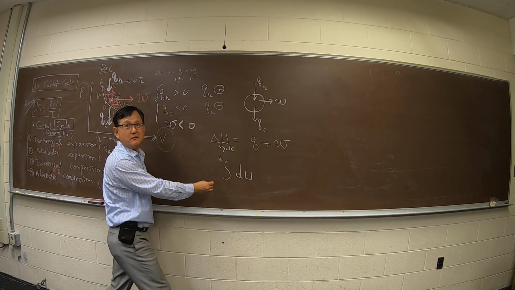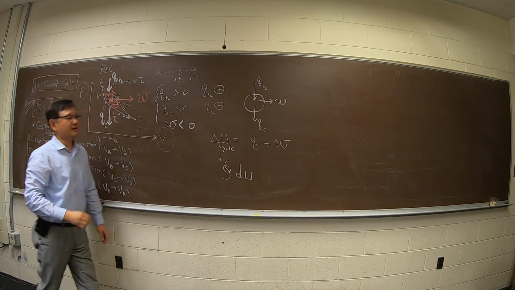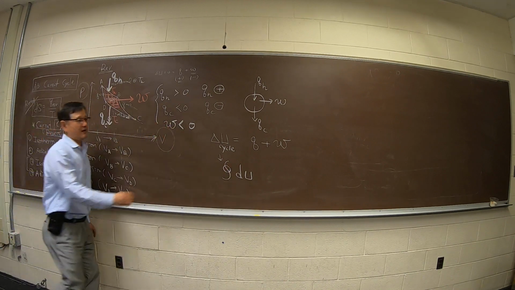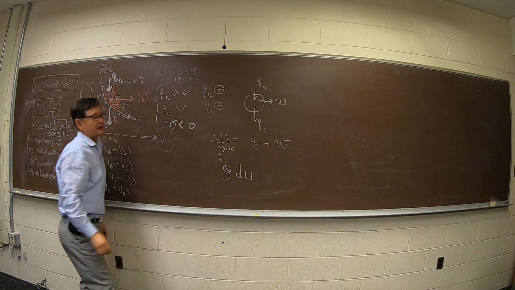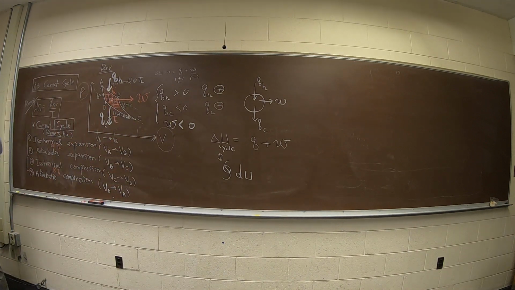Know the integration form? Yeah, there you go. That's the one. This is the same thing. So delta U over cycle, which is this one. So what's my delta U over cycle?